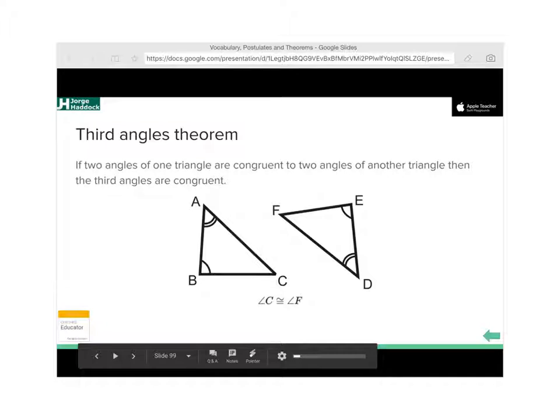Now, the third angle theorem states that if two angles of one triangle are congruent to two angles of another triangle, then the third angle is also congruent. So if I have that A is congruent to D, and B is congruent to E, that means that C has to be congruent to F.